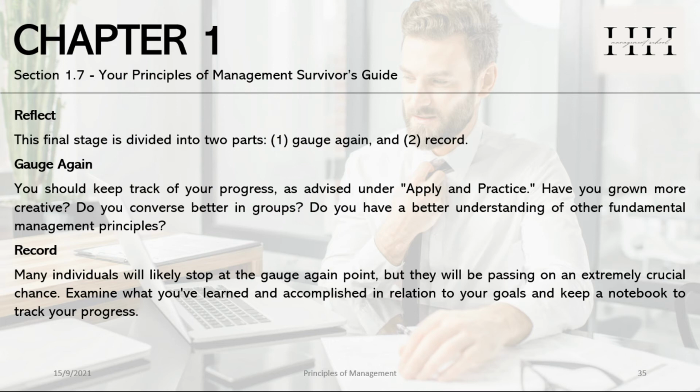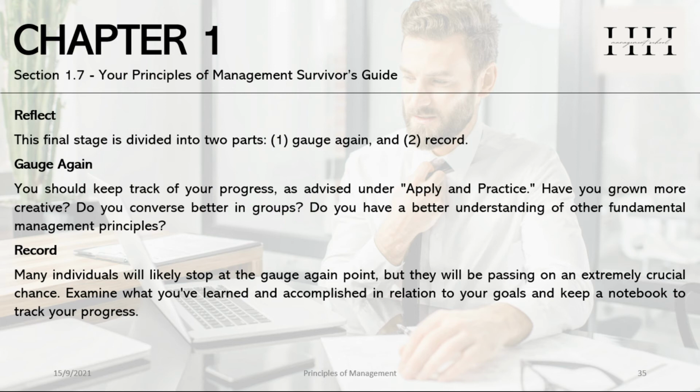Reflect. This final stage is divided into 2 parts: 1. Gauge again, and 2. Record. Gauge again. You should keep track of your progress, as advised under apply and practice. Have you grown more creative? Do you converse better in groups? Do you have a better understanding of other fundamental management principles?